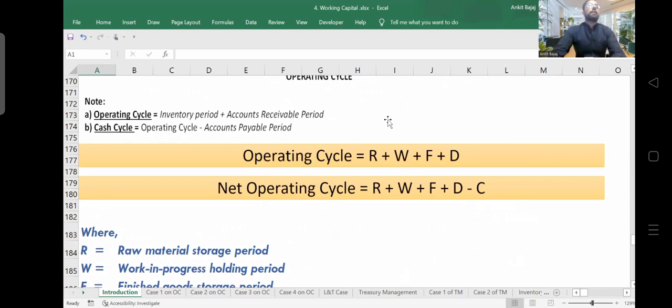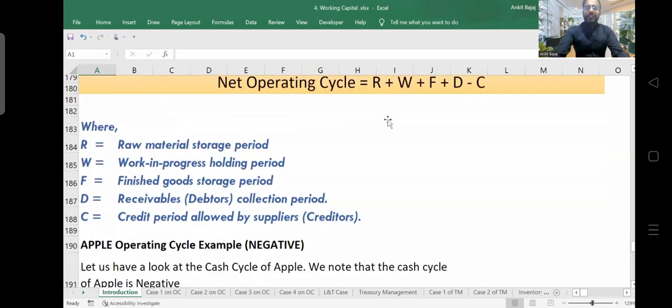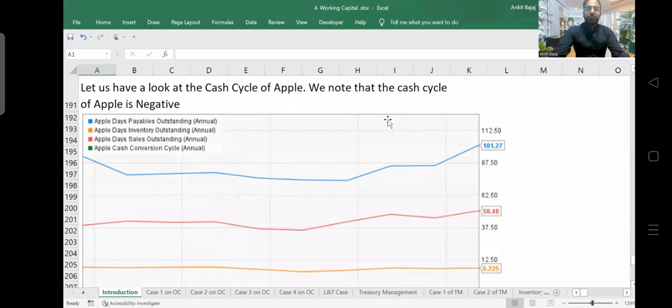And if you want to calculate your cash conversion cycle, what is the formula? Operating cycle minus creditor days. This is how you can calculate your cash conversion cycle. And the cash conversion cycle is also known as the net operating cycle. We discussed these things in detail, and we also did a few examples.